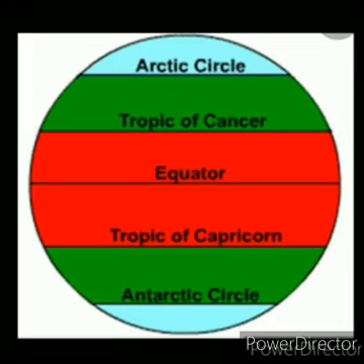Since many of our family members are overseas, we can easily find the time difference. In the last part, we have discussed the latitudes. 0 degree latitude is known as the equatorial line, 23.5 degree north latitude is the Tropic of Cancer, and 23.5 degree south is the Tropic of Capricorn.